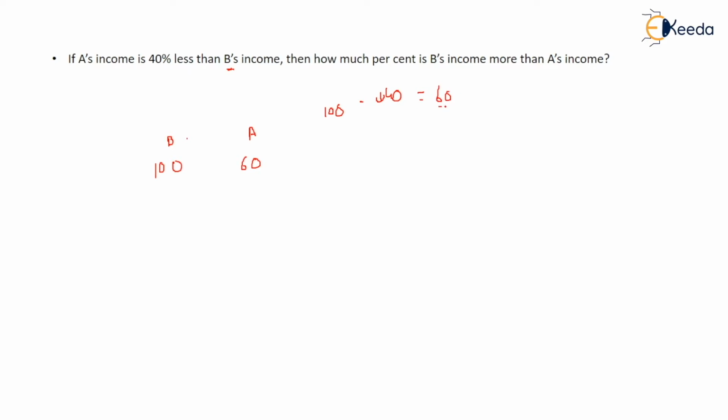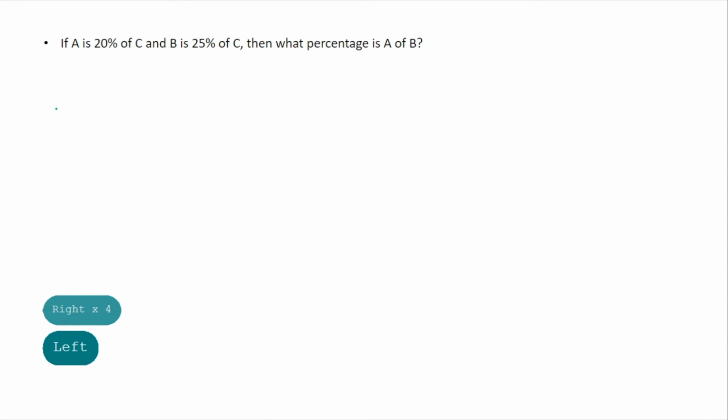So A's income is 60. Then how much percent is B's income more than A's? With reference to A it is asked. So 40 rupees is the difference between them, and with respect to A it is asked. A's salary is 60 rupees. When you divide, this comes out to be 2 by 3. 2 by 3 is how much percentage? 66.67%. Simple.